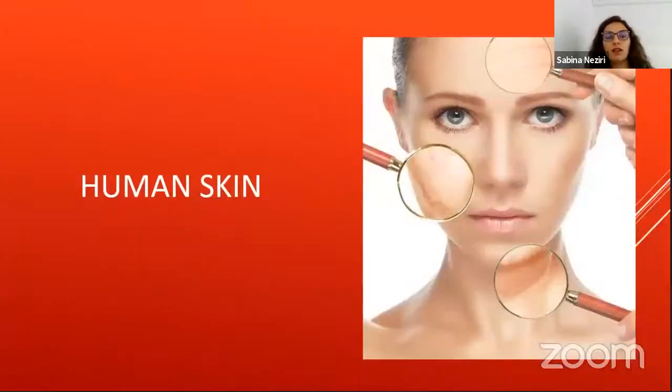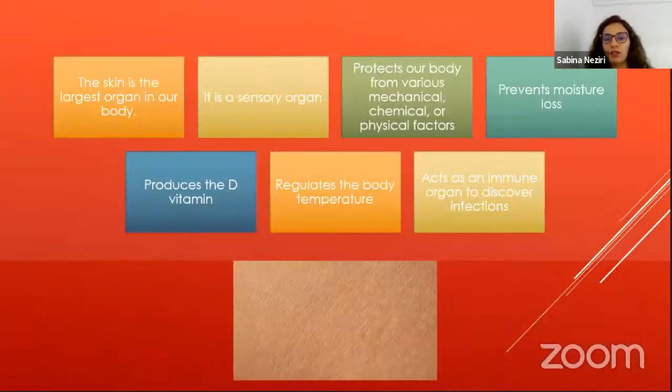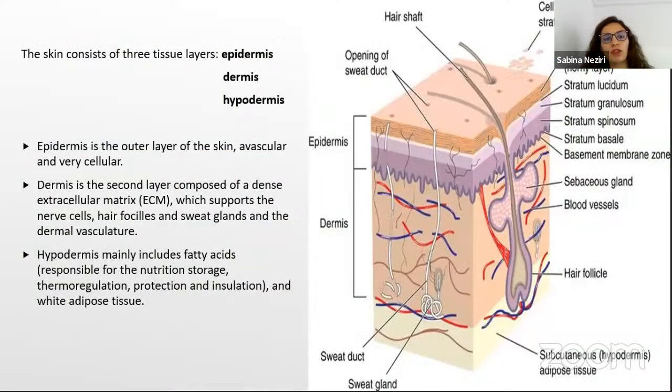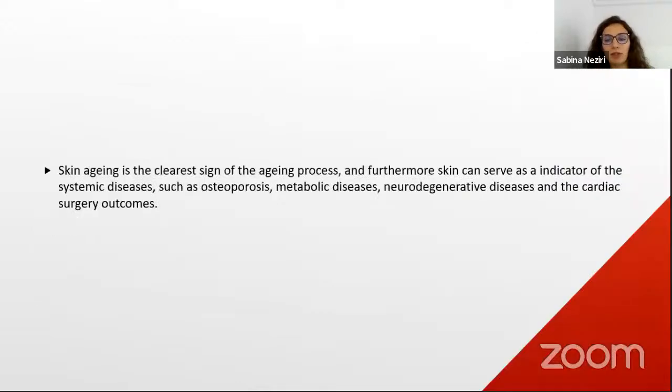Human skin is the largest organ in our body. It's a sensory organ, protects our body from various factors, prevents moisture loss, produces vitamin D, regulates the body temperature, and acts as an immune organ to detect infections. It consists of 3 layers: the epidermis, dermis, and hypodermis.